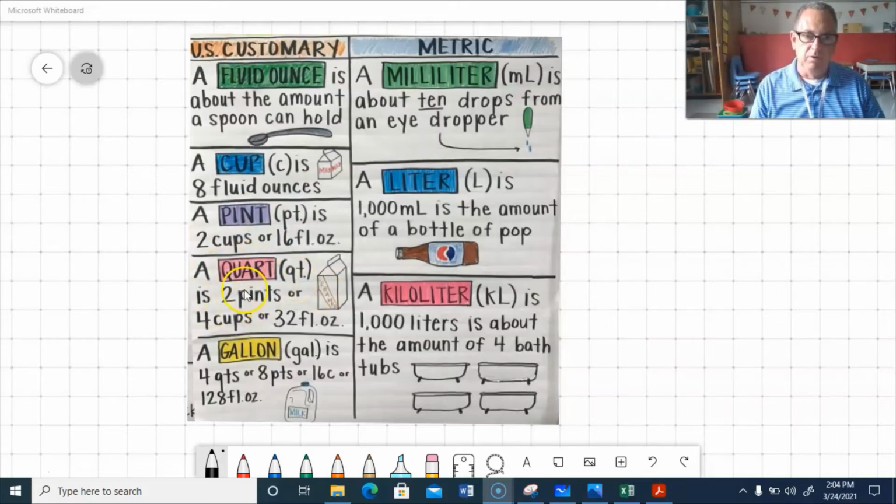A quart, which is 2 pints, is 1/4 of a gallon. And a quart is also really close to a liter. Those are very close measurements to each other. There's not too much difference between a quart and a liter. And a gallon, probably the most common thing you think of as a gallon is a milk jug like you have in your refrigerator at home, a large milk jug. And then we have the metric volume, milliliters, very small.